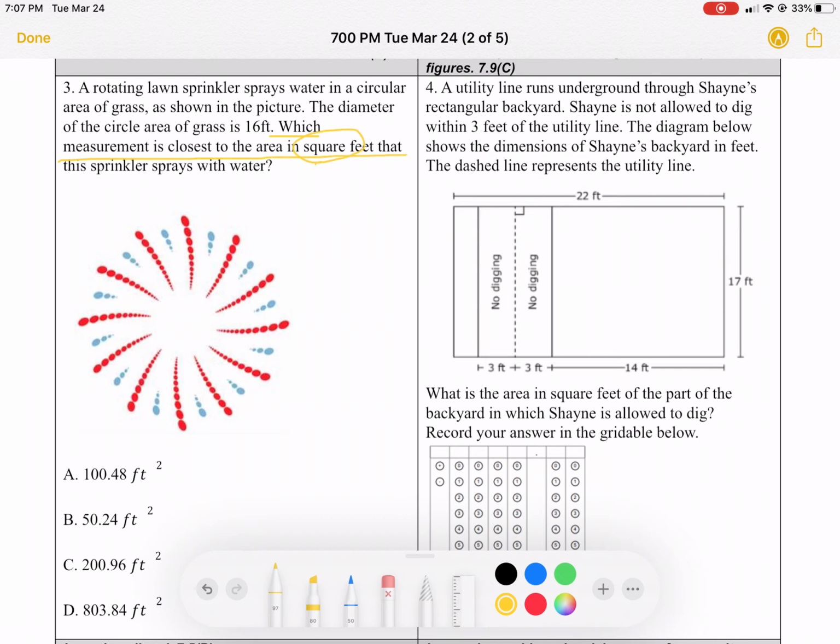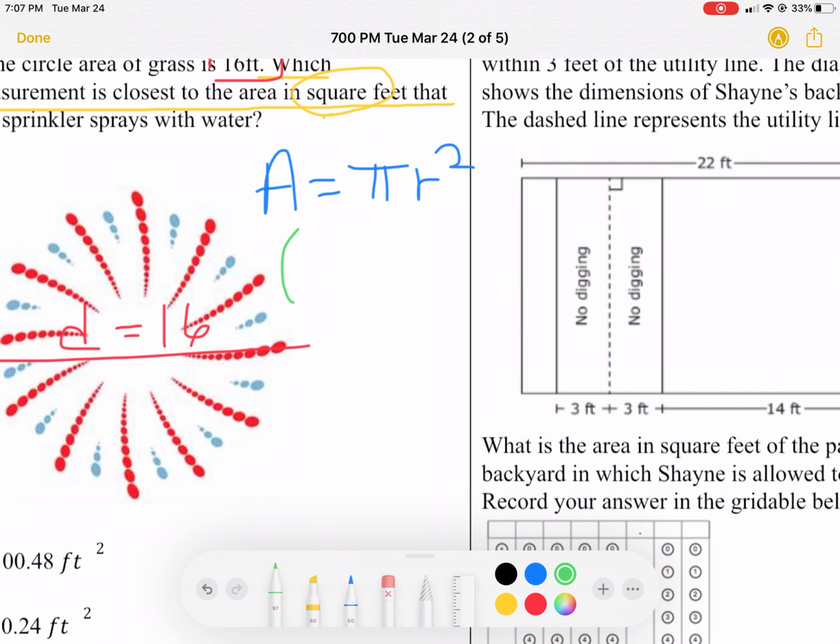I know that the diameter is 16. Remember, diameter goes all the way across. So it's looking for area. Let's write the formula down: A equals pi r squared. So I'm going to plug in numbers. Pi is 3.14.